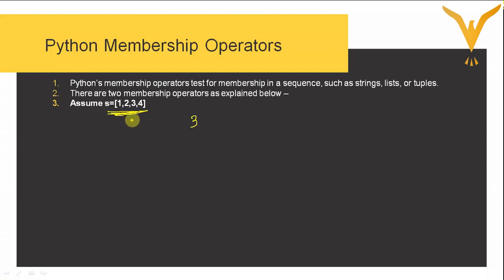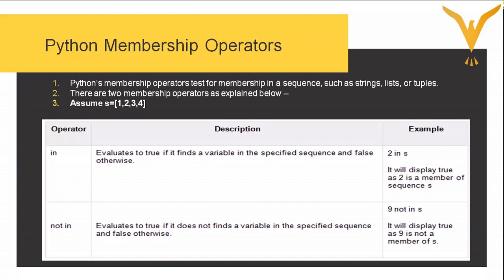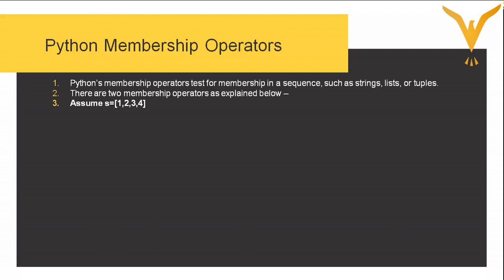If you want to check membership, then you have to use membership operators. There are two membership operators: the in operator and the not in operator. The in operator will check whether 3 is present inside a particular list or not. For example, if I want to check whether 3 is a member of this S or not, I will simply write 3 in S. This will either return true or false. It will return true if 3 is a member of S. As you can see, 3 is a member of S, hence it will return true.